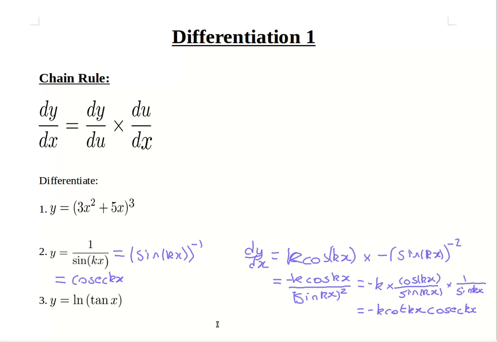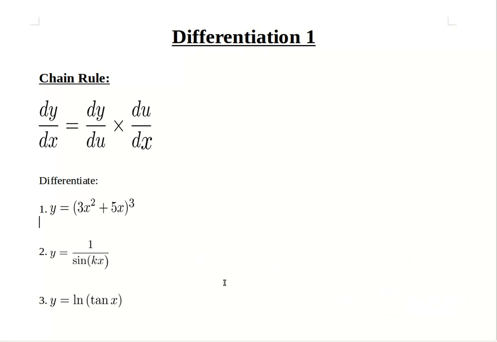So there we go, we found the derivative of cosec kx, and you can use that to find all the reciprocal trig functions in the same approach, although you might prefer to use quotient rule for some of them, and that's fine. Okay, let's have a look at the last one. We're going to be looking at ln tan x. This one's actually quite easy, provided you already know what tan x differentiates to. And tan x does in fact differentiate to sec squared x.